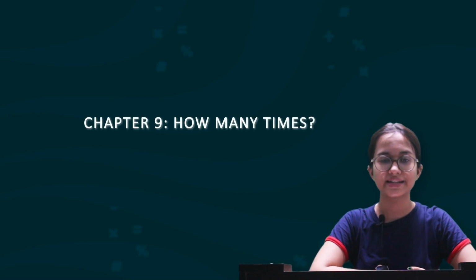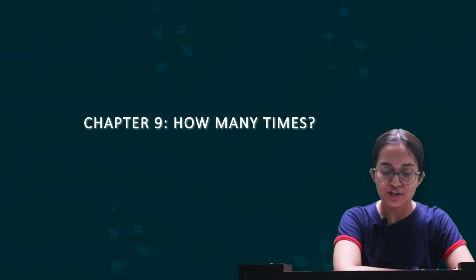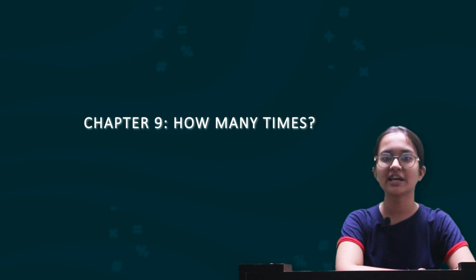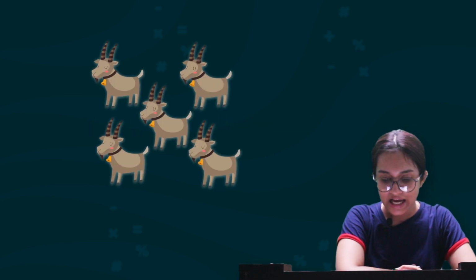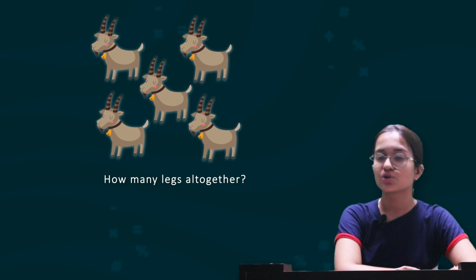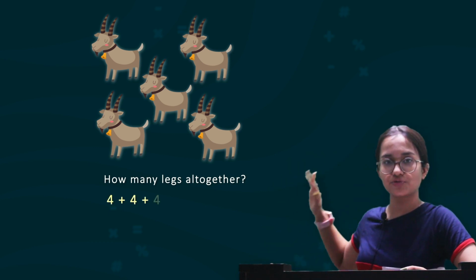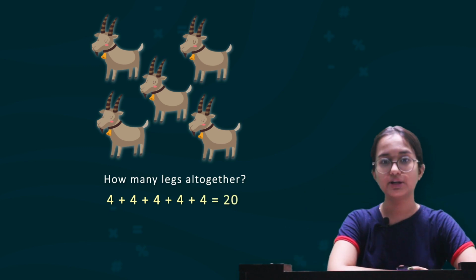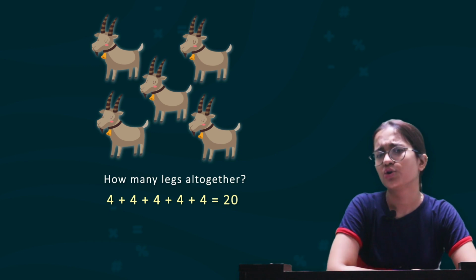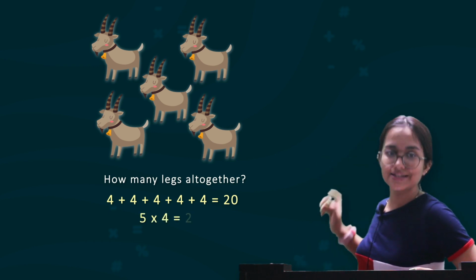Hello everyone, in this video we'll study chapter 9 of class 3 mathematics, which is called How Many Times. When we begin the chapter, the first thing we look at is a leggy animal. There are 5 goats. How many legs altogether? If one goat has 4 legs, then we'll do 4 plus 4 plus 4 plus 4 plus 4 and we'll get 20. So there will be 20 legs together. Or to do it in a simplified way, we can simply do 5 into 4, that is 20.